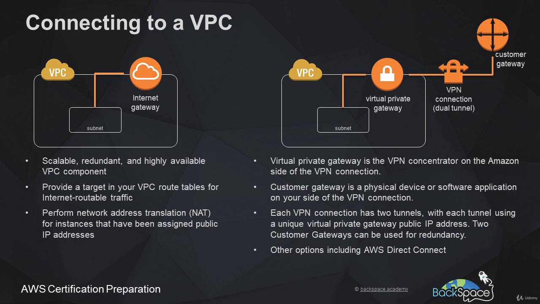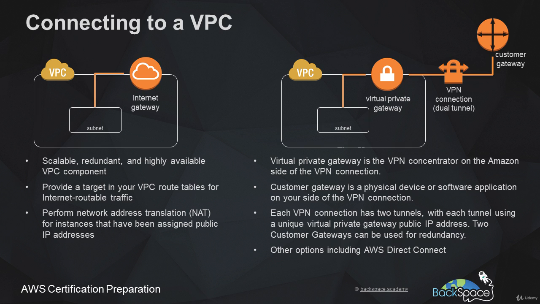So if you want to take advantage of that dual tunnel connection for redundancy, you only need to have a second customer gateway. You don't need a second virtual private gateway to take advantage of that. That is already there. So if you have a question that asks about increasing the redundancy of your VPN connection, then all you need to do is supply a customer gateway.